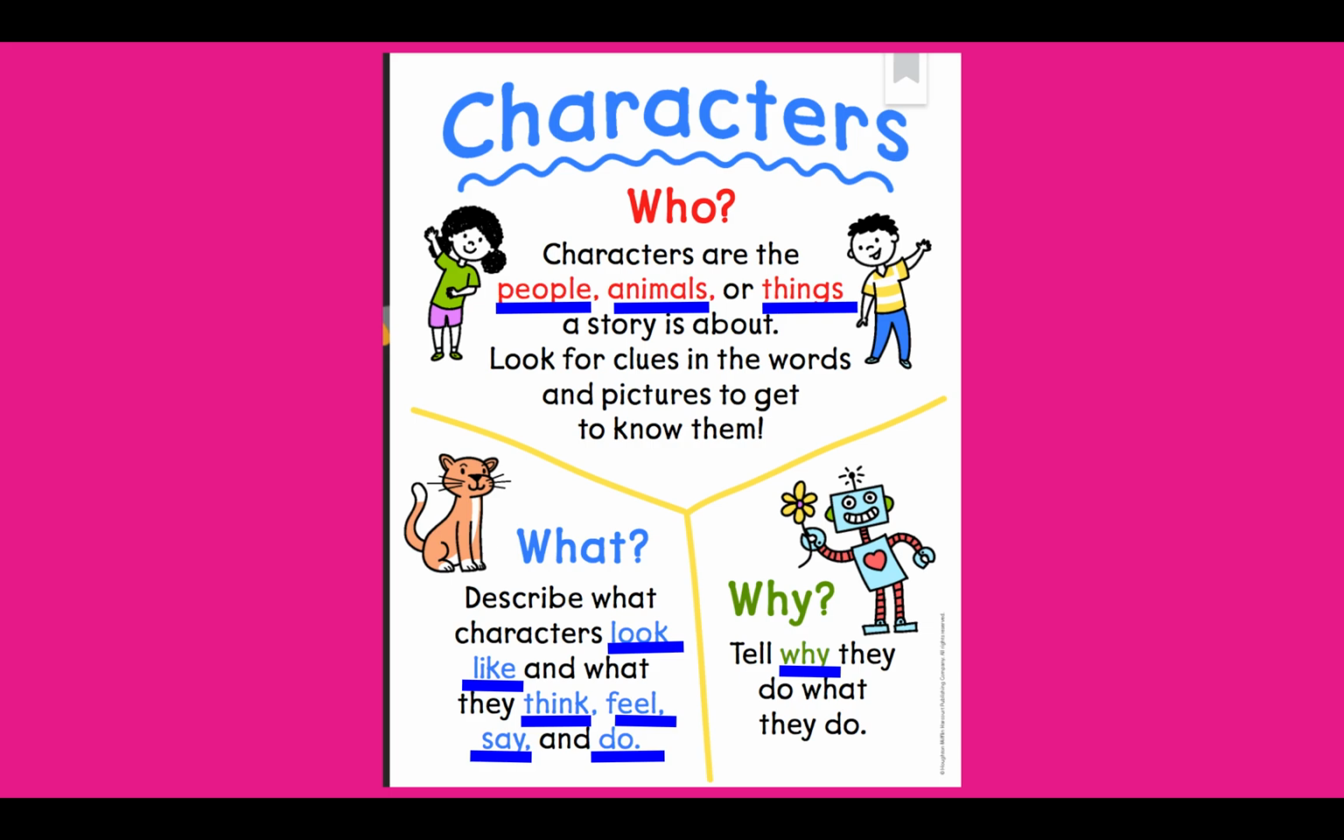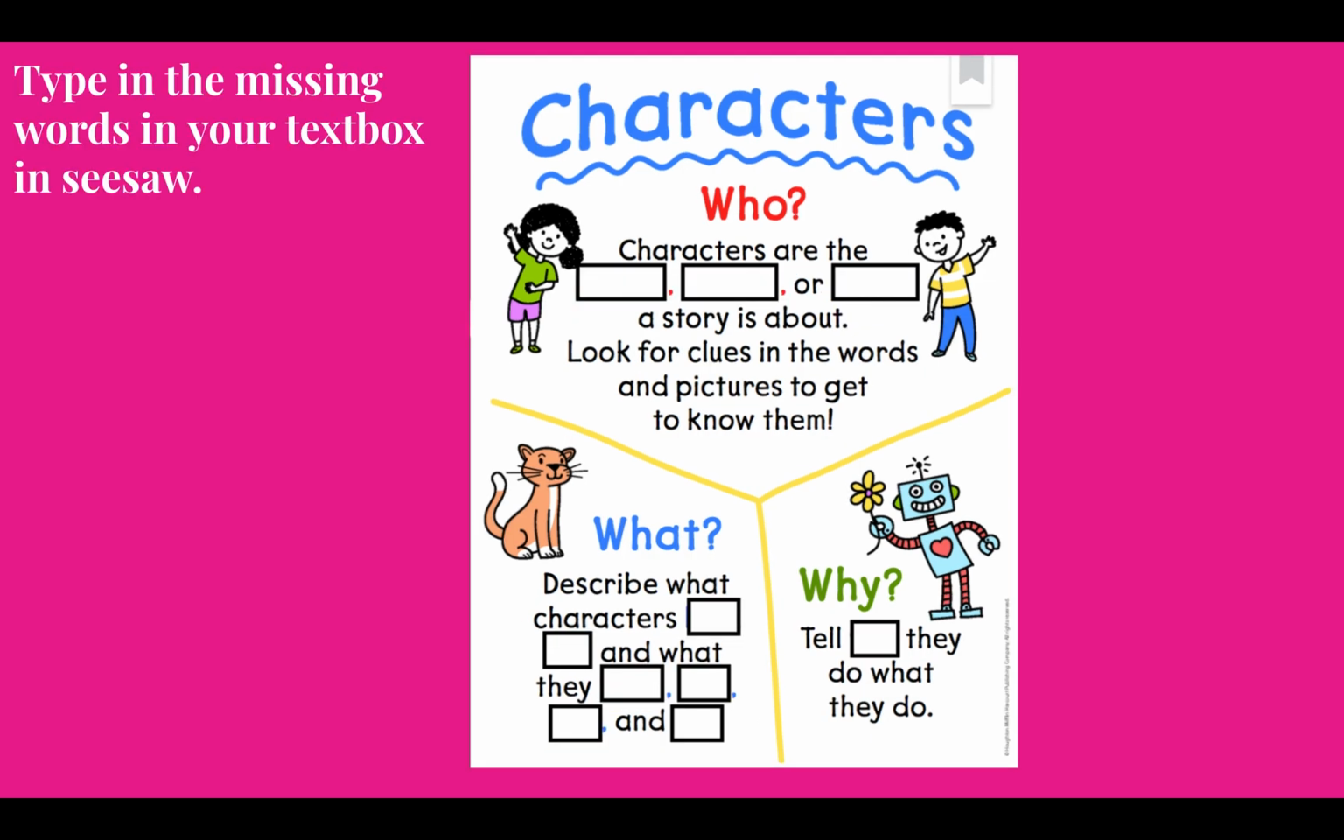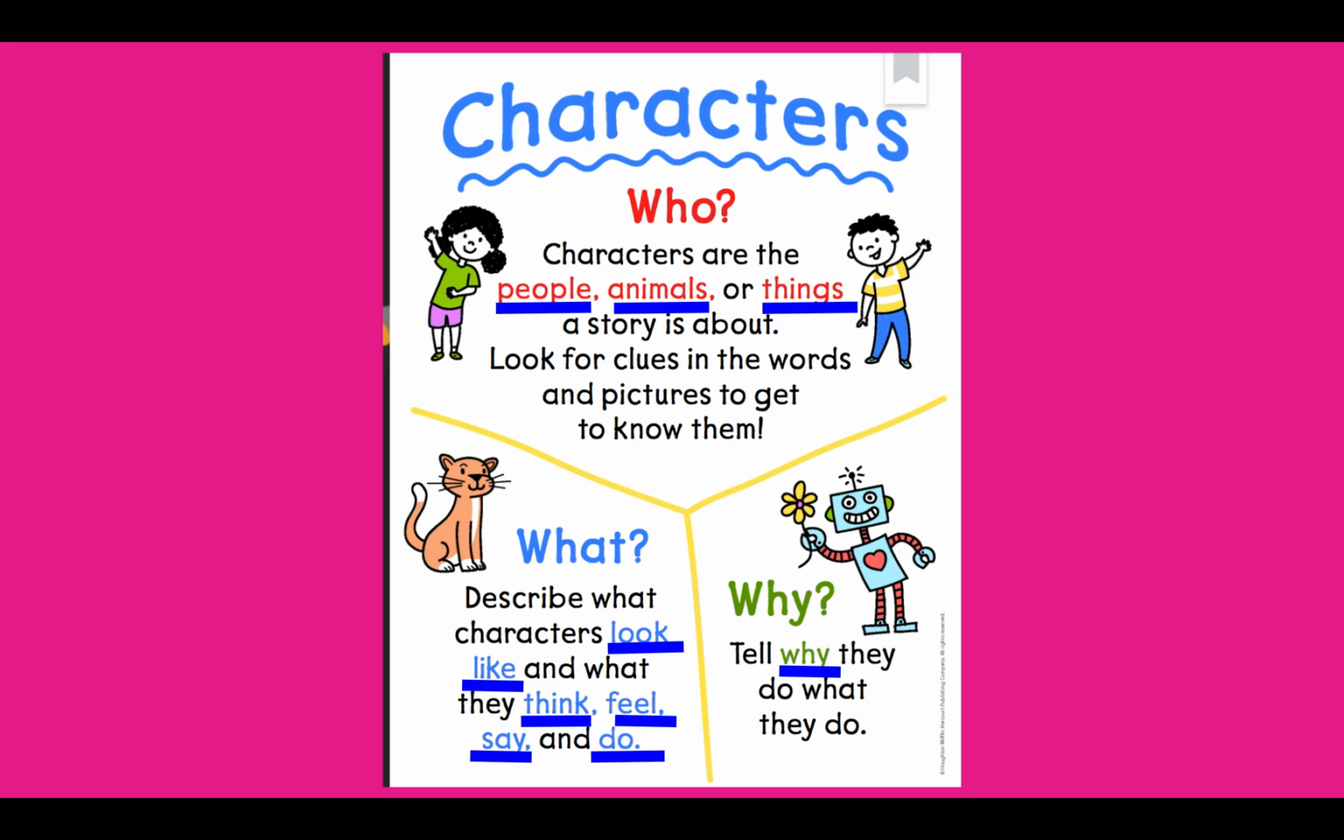So at this time, you're going to pause the screen and you're going to fill in the text boxes. For this one, your page 3 looks like this. So type in the missing words in your text box in Seesaw. So at this time, I want you to pause on the characters page and I want you to type in the missing words. People, animals, things, look, like, think, feel, say, do, and why. So pause and then type in these words in each text box for page 3, the characters page in Seesaw.